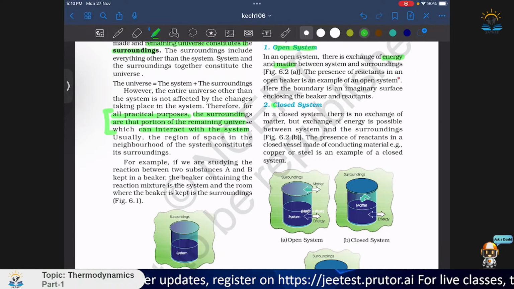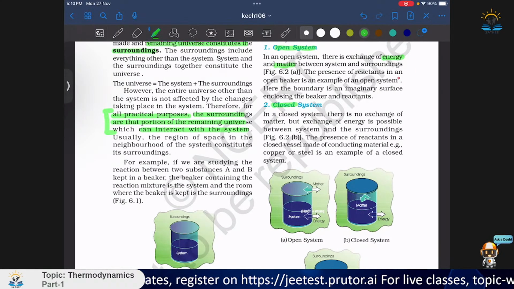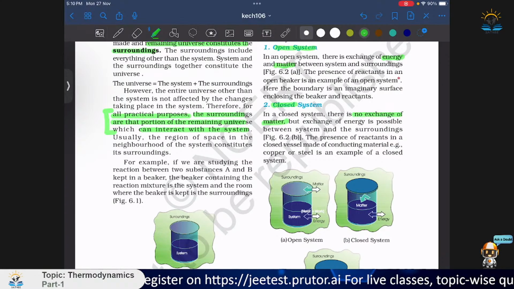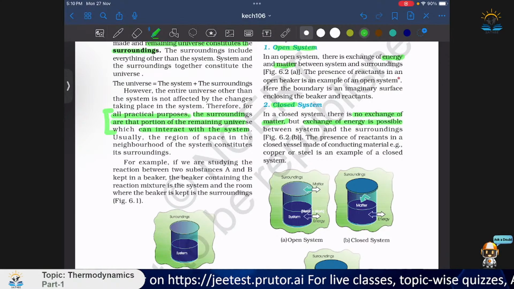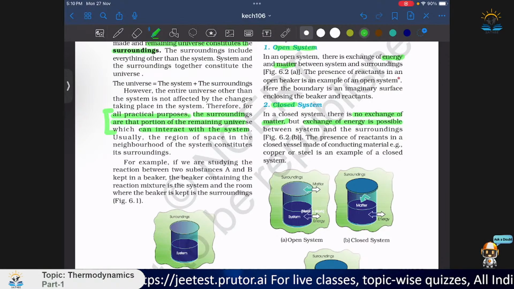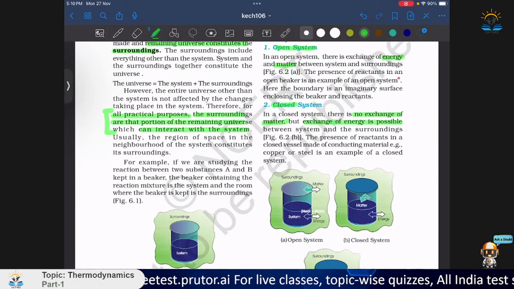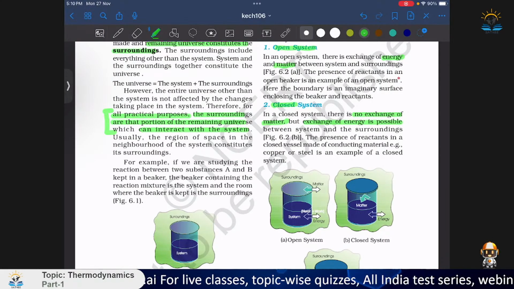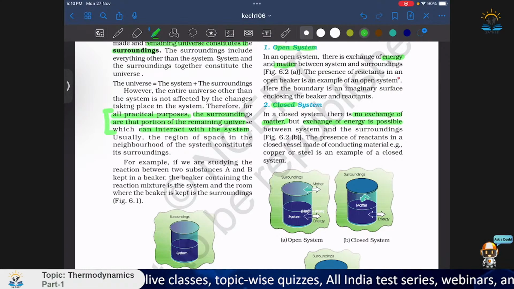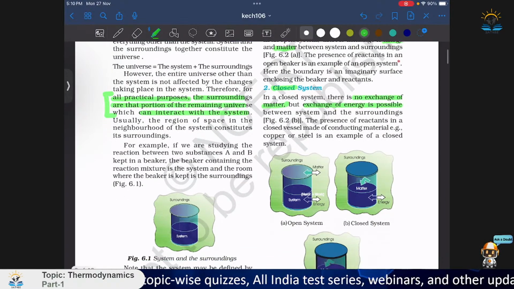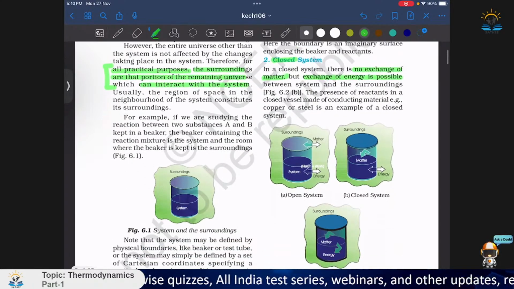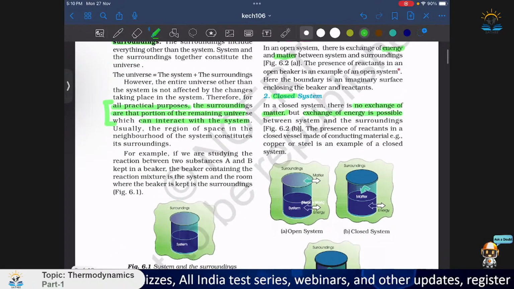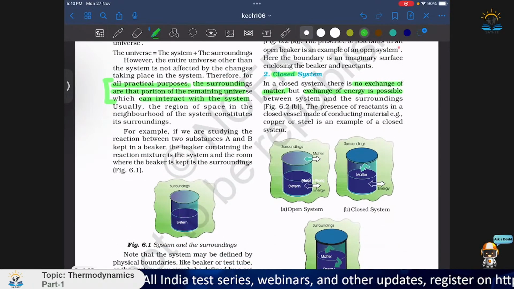Then we have the closed system. In a closed system, there is no exchange of matter, okay, but exchange of energy is possible, right? So in an open system, both can be exchanged, matter and energy. In a closed system, matter cannot be exchanged, but your energy can freely be exchanged between system and surroundings. Example is a closed vessel, right, made up of a conducting material.